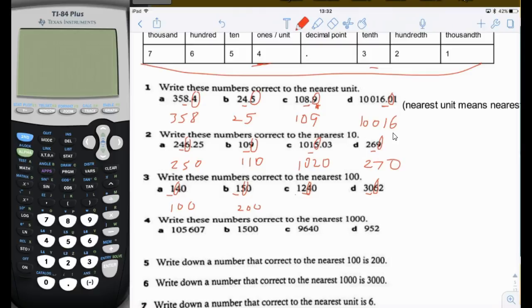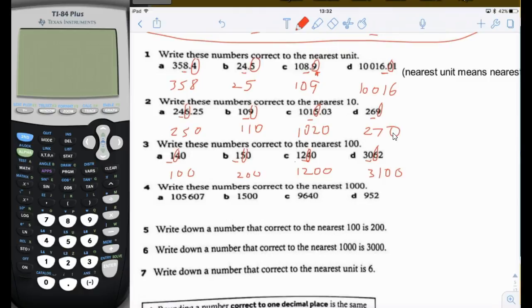This is going to round down to 1200, and this we're going to round up to 3100. Okay.